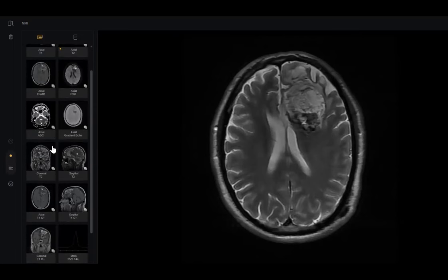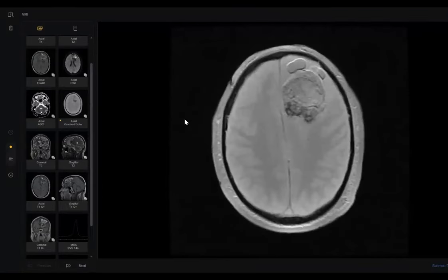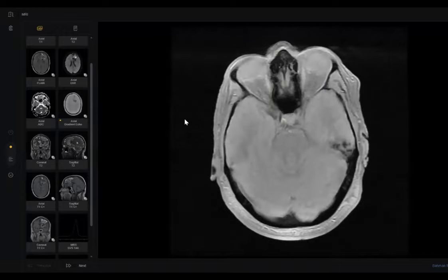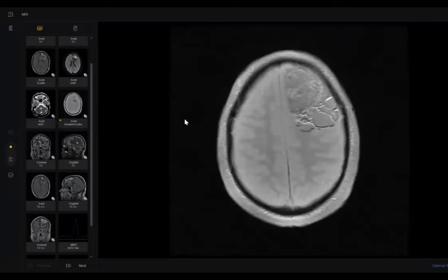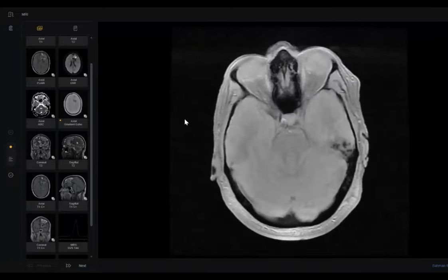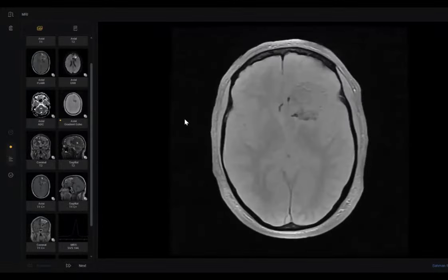This is the gradient. So there is a subtle signal void seen on the T2 weighted image, so it is not a purely vascular lesion. If there are any fat suppression images, then I will want to see them to rule out the fat component. No fat suppression. Then I want to see T1 post contrast.